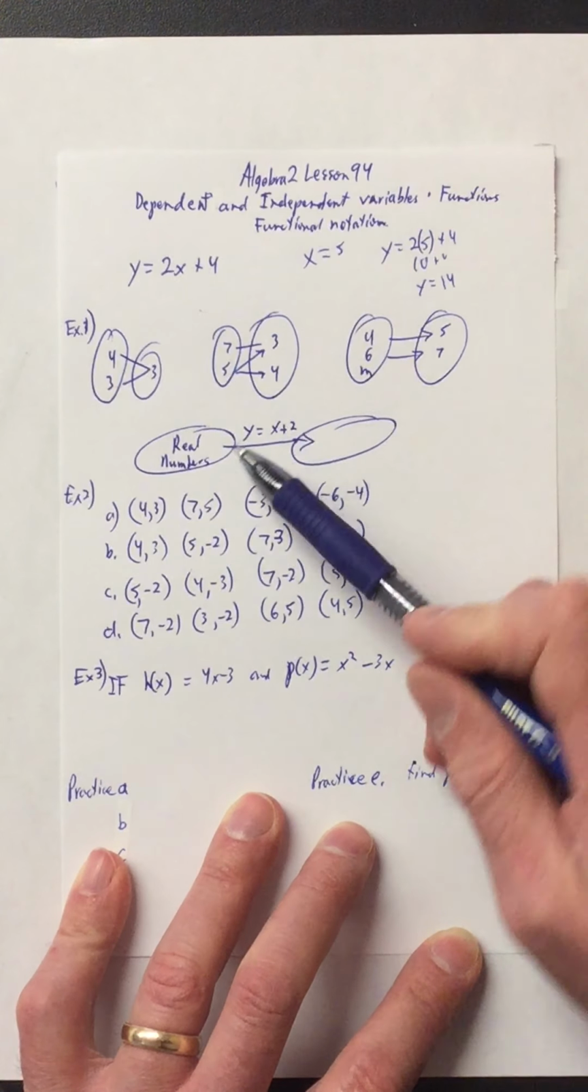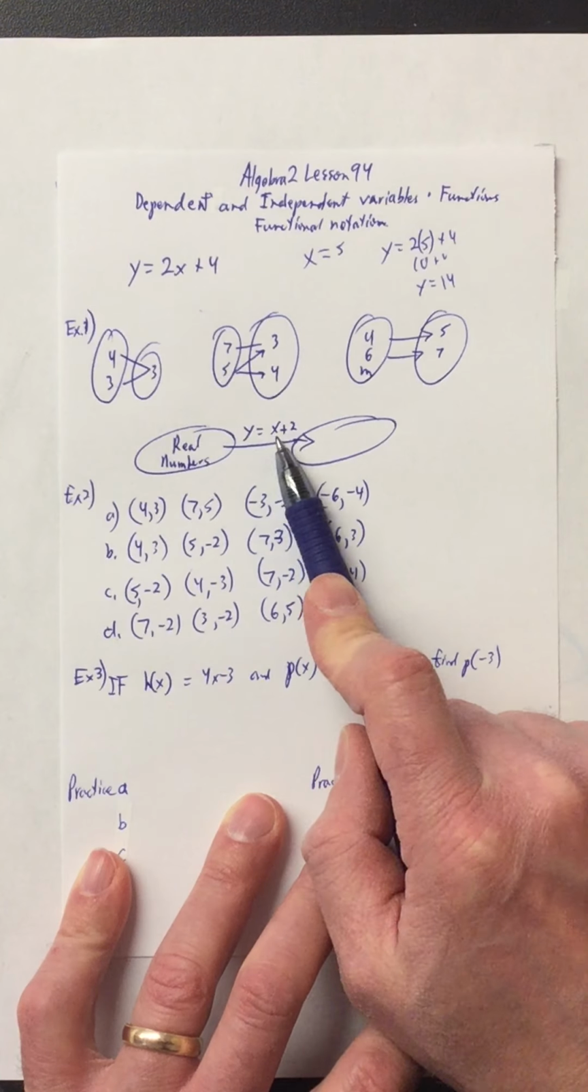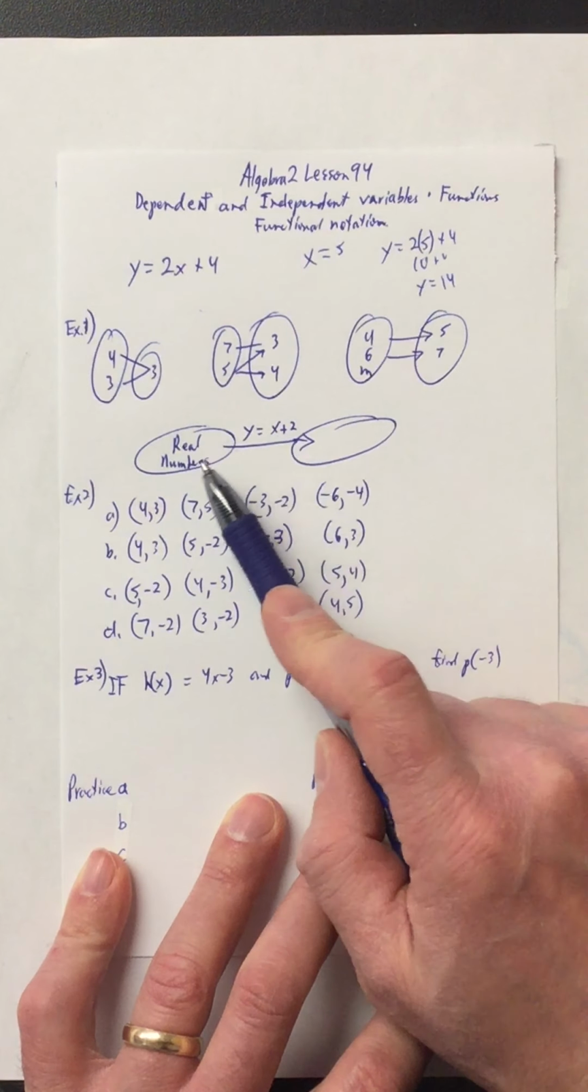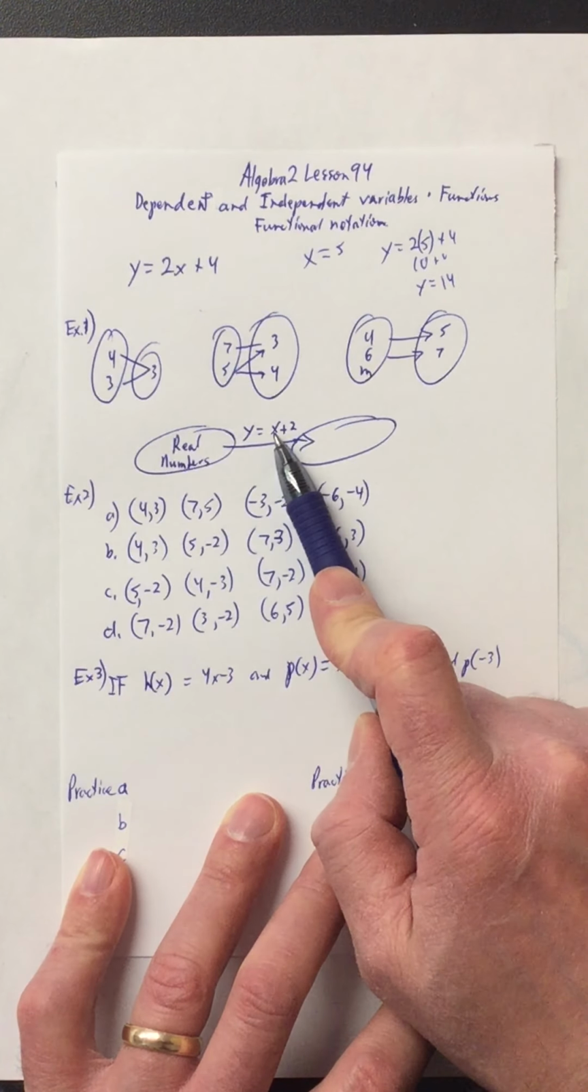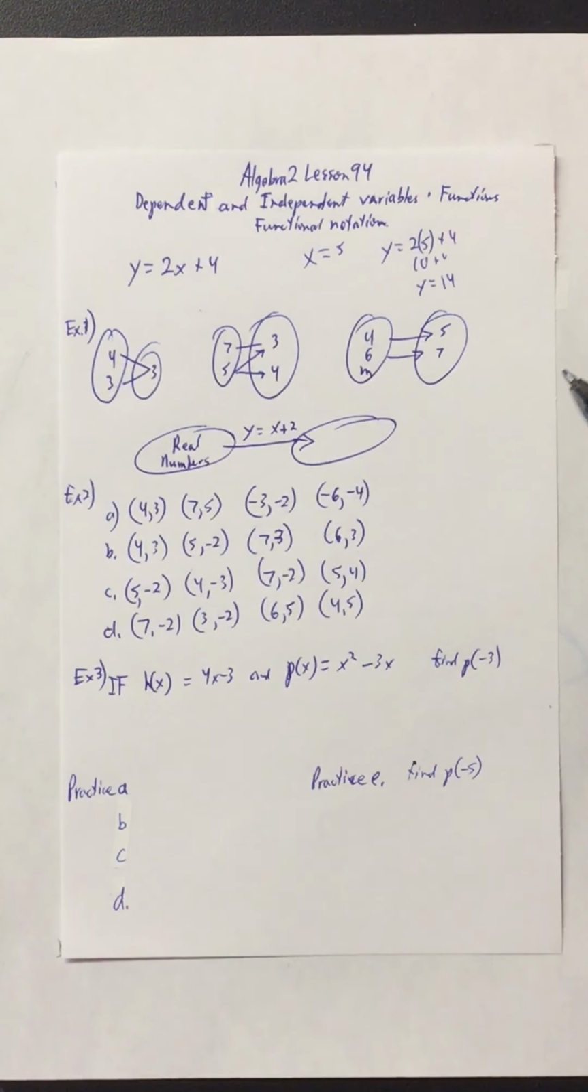And then the last one here gives you an equation. The x is the input, and then the y is the output. So really, for any real number you put in for x, it's going to add 2 and then get your output. That one is a function because there's not going to be any contradictions there.